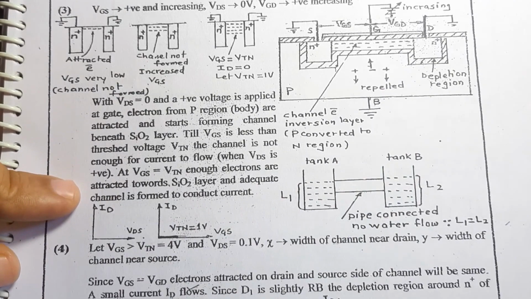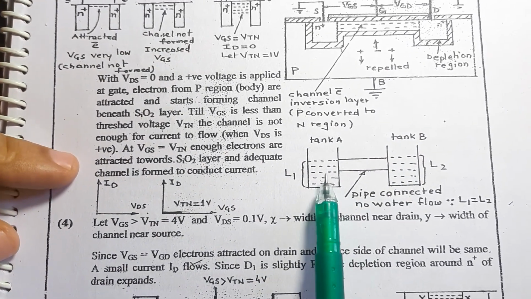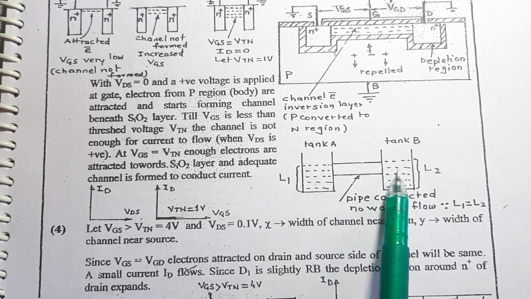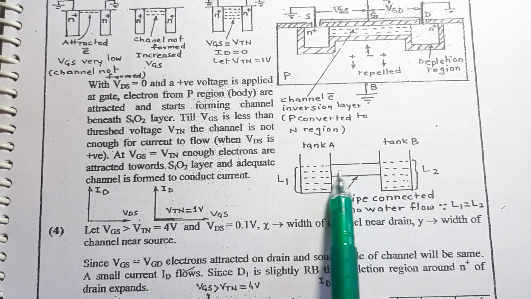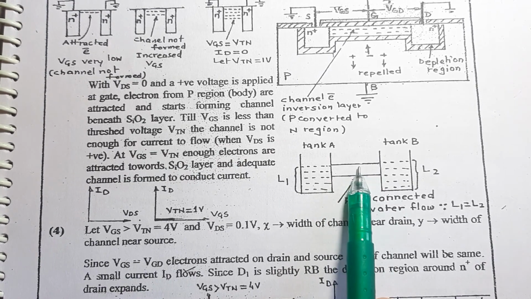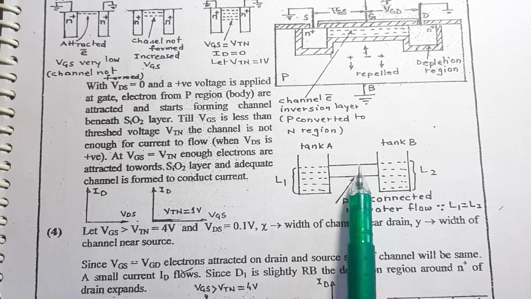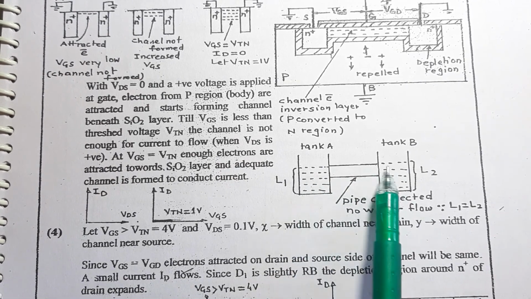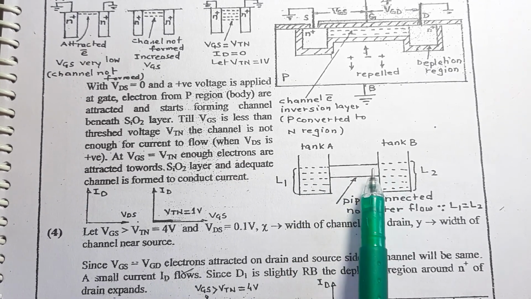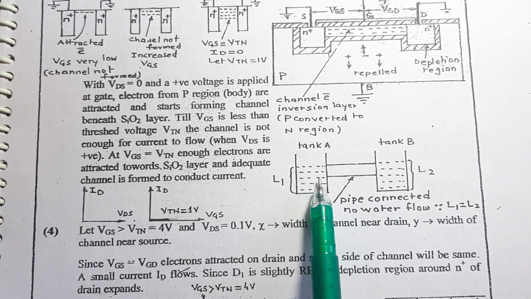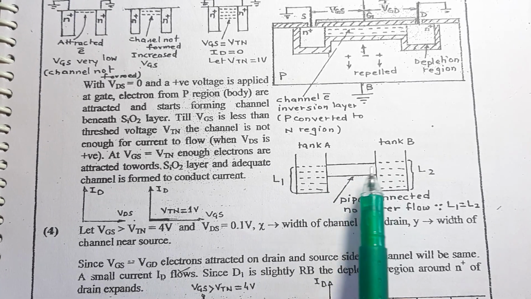Now if you look carefully into the diagram, suppose these are the two n plus regions, and there is an electron accumulation which has resulted in a channel formation. So a pipe is being constructed over here. Now if you look carefully, both these tanks are at the same water level. So both these tanks are at the same water level. And 1 minute.